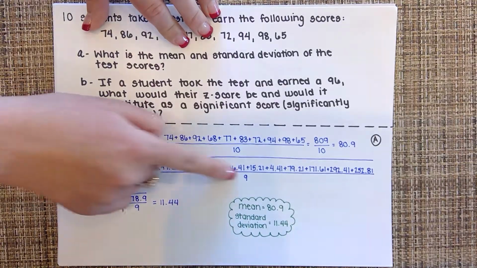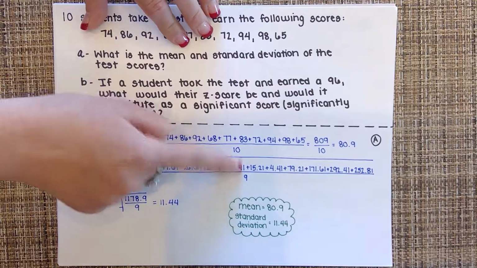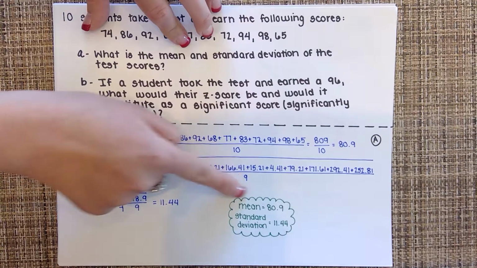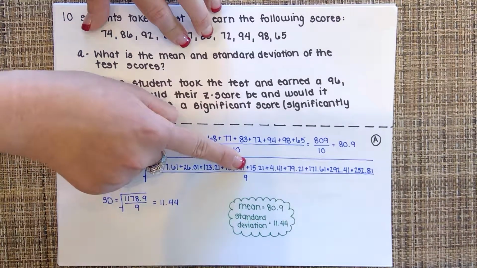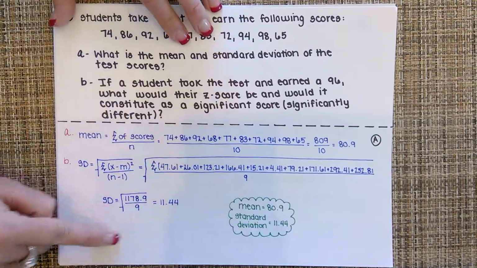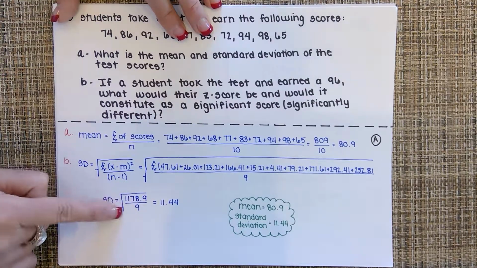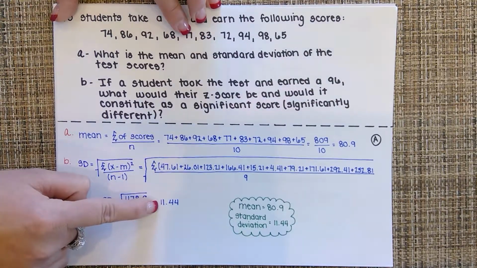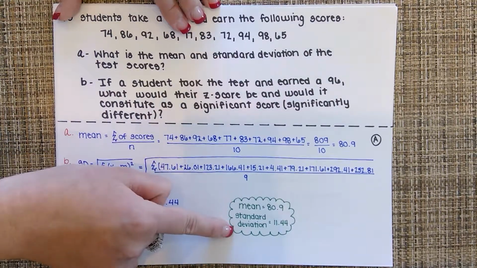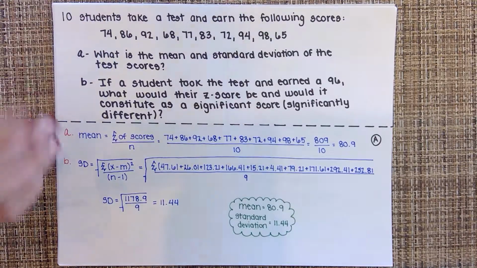1,178.9. Then we're going to divide it by 9 rather than 10 because of the degrees of freedom and the error that we're calculating in. So you have 9. Then you're going to take the square root of that, which gives you 11.44. Your mean, your standard deviation, question A answered.